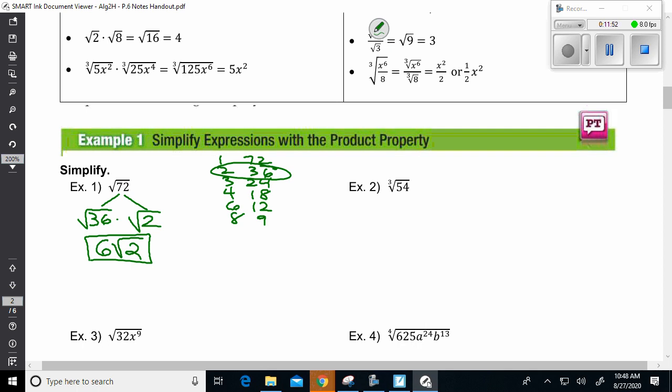Because you want the biggest perfect square. If you chose 4 and 18, that's fine, but that means you're going to have to break down 18, so now you're creating more work. So just know if you pick a smaller perfect square, then you're creating more work for yourself.